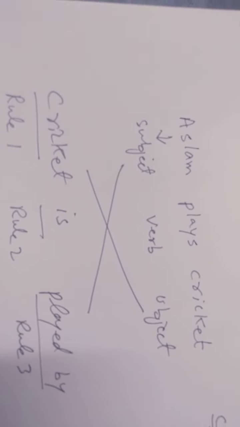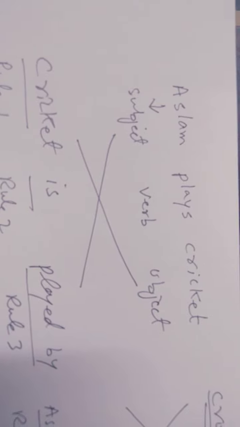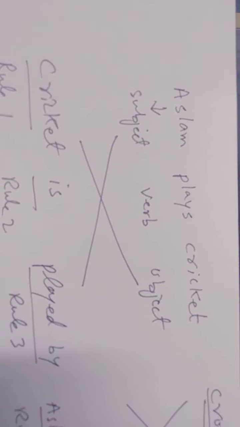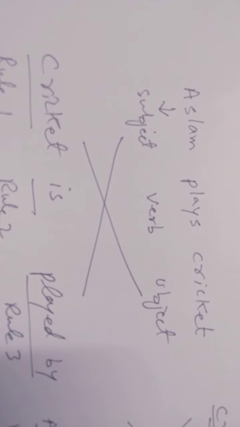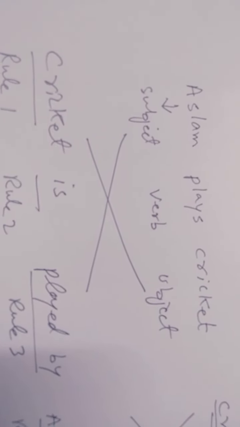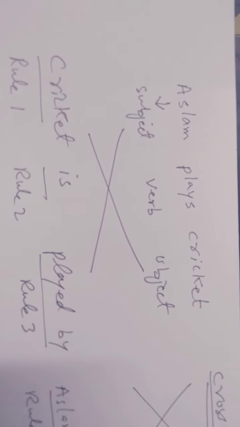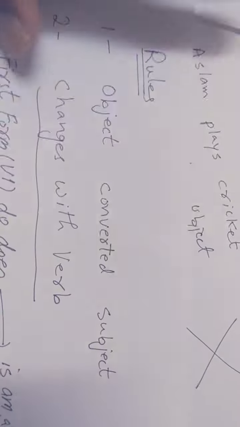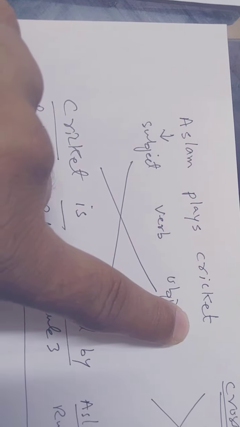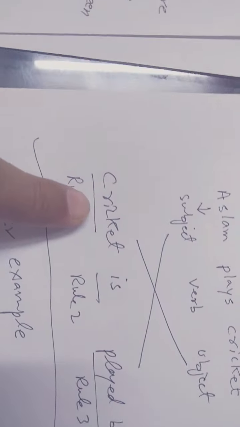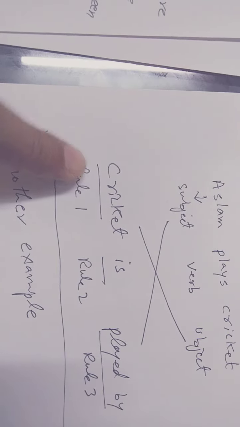Okay, the first example is Aslam plays cricket. Aslam is the subject, plays is the verb and cricket is the object. Now rule 1: the object is converted into the subject. Cricket is the object, so it is converted into the subject here. This is rule 1.